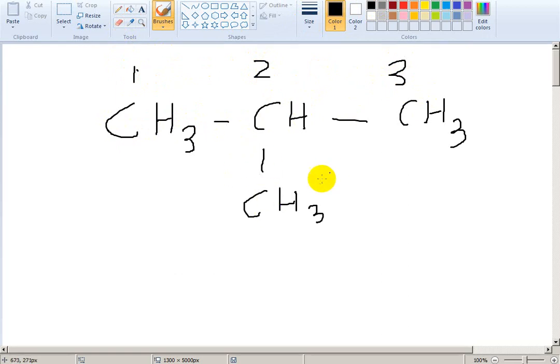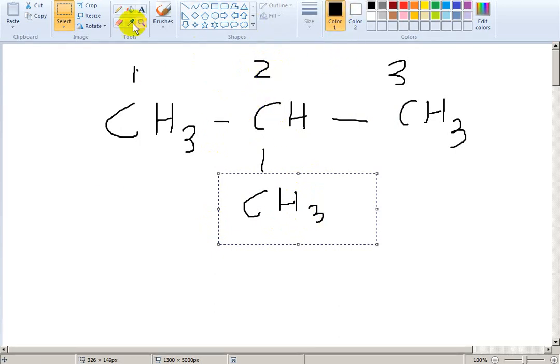This one is the branch. How many carbons? 1, 2, 3. So this is propane. This is the main compound. I write it last, at the end, as the suffix. Prefix will be the branch. What is the name of this branch? This branch name is from methane: methyl. Methyl position is 2.